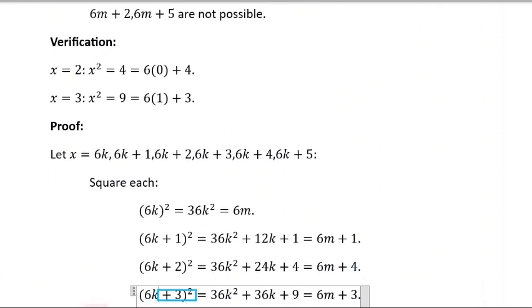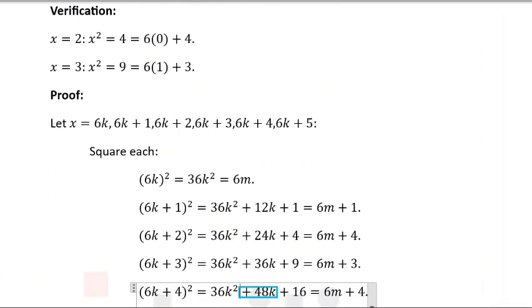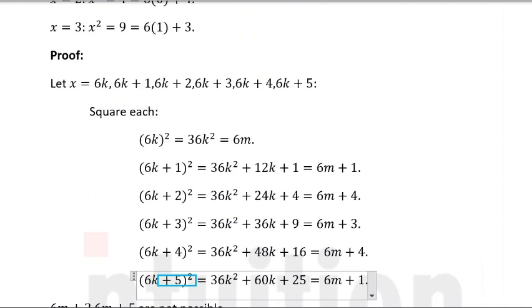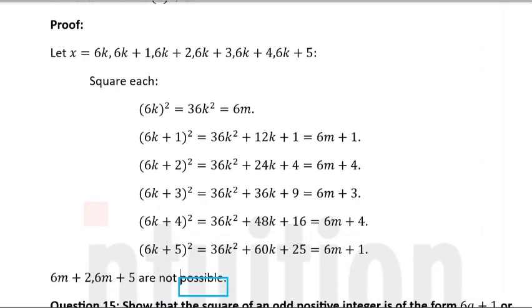(6k plus 3) squared equals 36k squared plus 36k plus 9 equals 6m plus 3. (6k plus 4) squared equals 36k squared plus 48k plus 16 equals 6m plus 4. (6k plus 5) squared equals 36k squared plus 60k plus 25 equals 6m plus 1. 6m plus 2, 6m plus 5 are not possible.